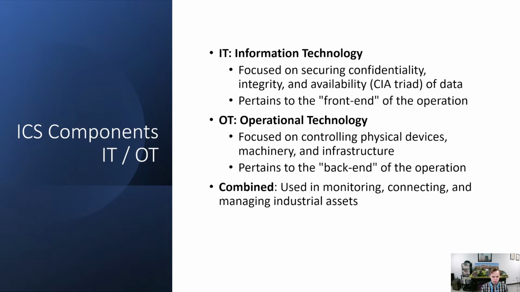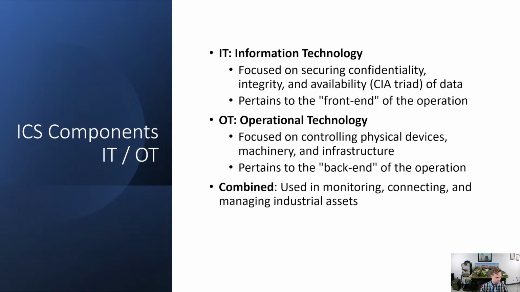On the other hand, we have our OT, or our operational technology. And this mainly focuses on the back end of the operation. So OT mainly focuses on things like controlling our physical devices, machinery, and our infrastructure. So a lot of the things you might not see on a daily basis, but are still incredibly important to our operation. And combined, IT and OT is used in the process of monitoring, connecting, and managing our industrial assets.